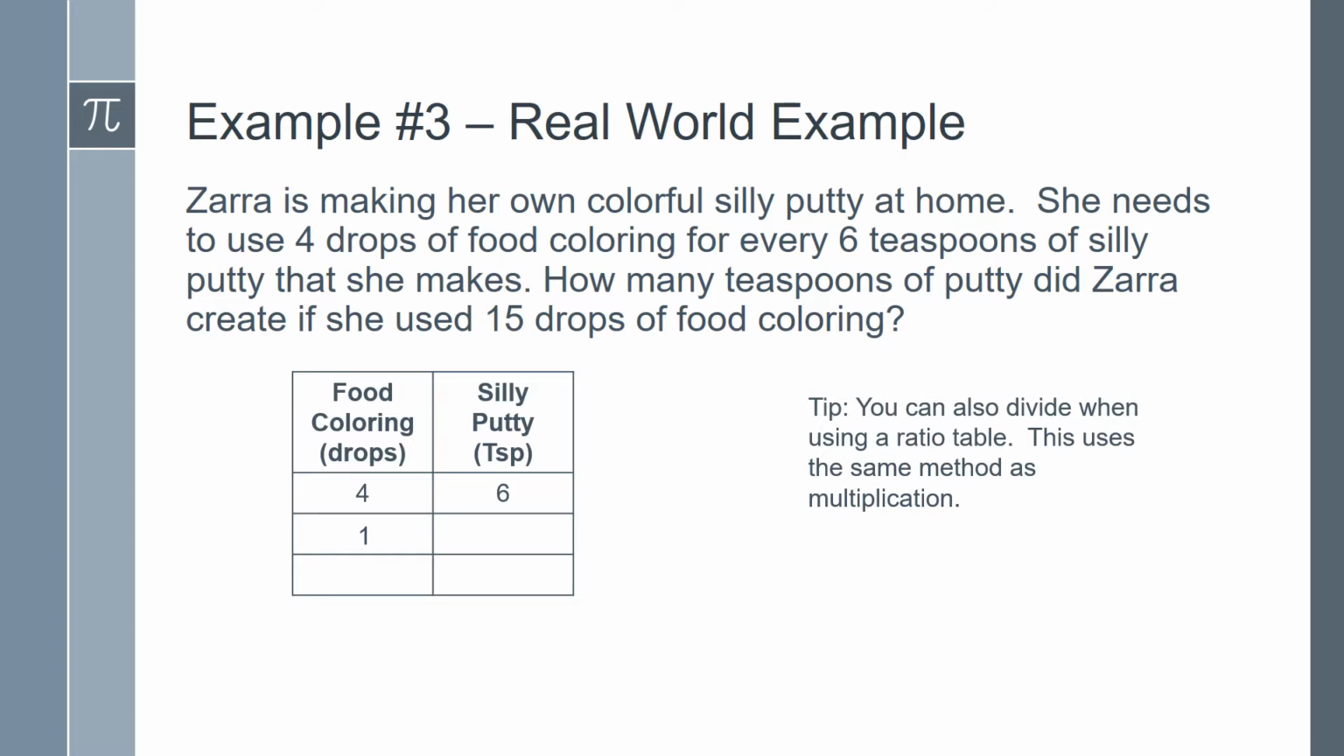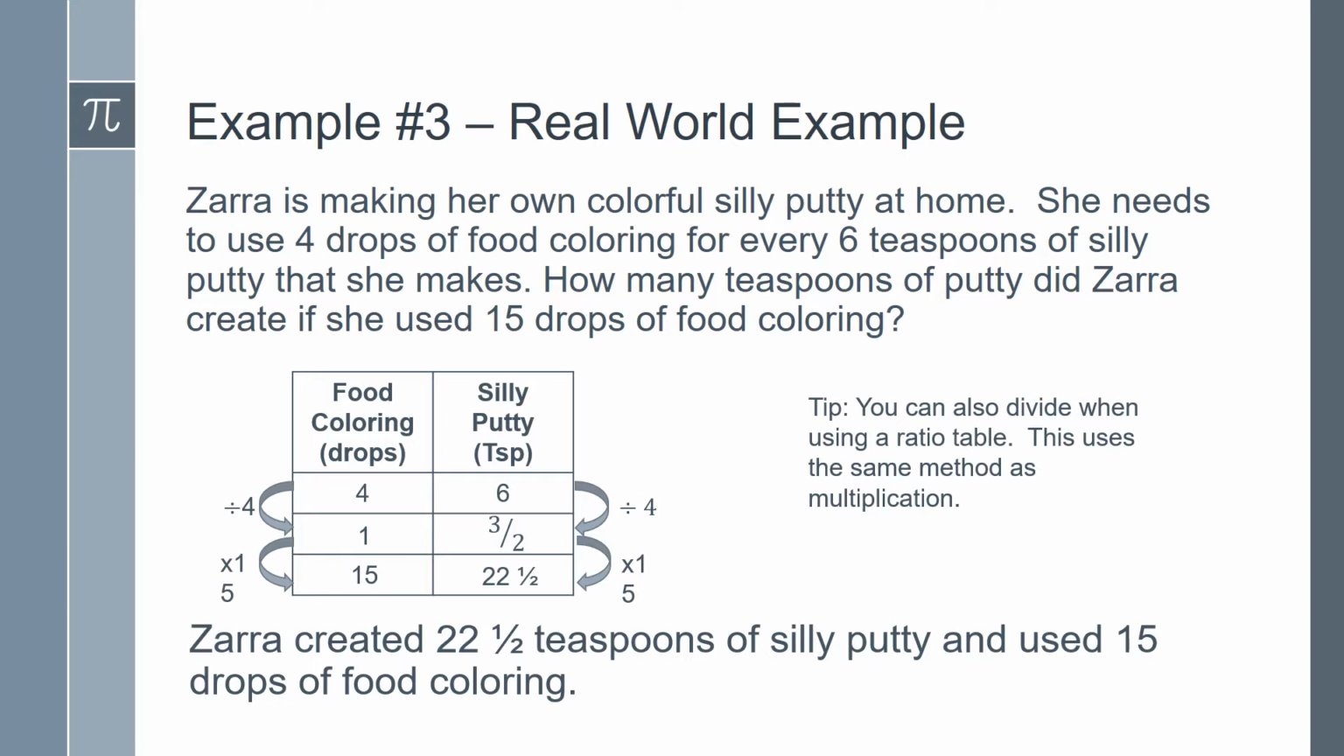To get from 4 drops to 1 drop, we need to divide by 4, which means we need to divide the right side by 4 also. 6 divided by 4 is 3 over 2, or 1.5. Now to get from 1 drop of food coloring to 15 drops, we must multiply by 15. This means we also need to multiply the right side of the table by 15. 3 halves times 15 is 22.5 teaspoons of silly putty. So Zara created 22.5 teaspoons of silly putty and used 15 drops of food coloring to color it.